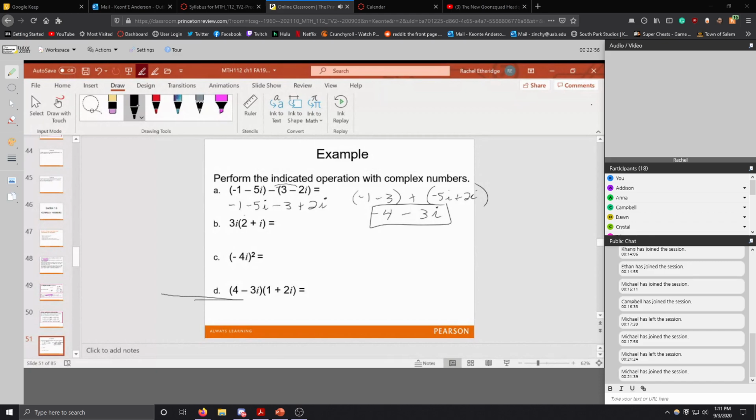Okay, this one is multiplication. So we're going to multiply a 3I times 2, and that's going to give us 6I. And then we're going to multiply 3I times I, so that's 3I squared. And we never leave I squared as I squared. We change I squared. I just showed you a couple of minutes ago, I squared is equal to -1. So we always change that to -1 when we have I squared. We leave I alone, but we always change I squared to -1. So 6I minus 3.